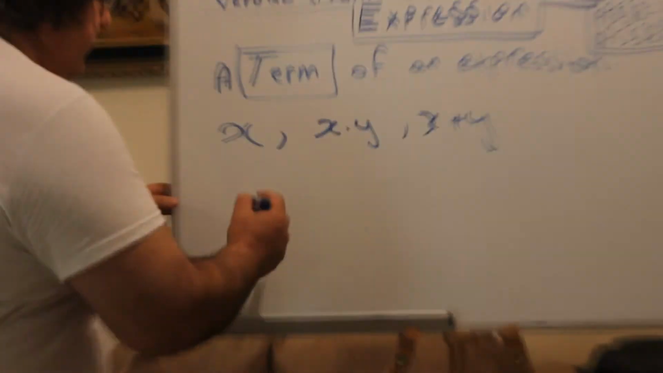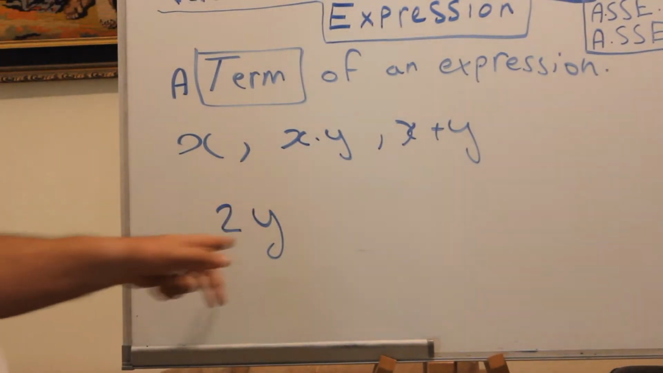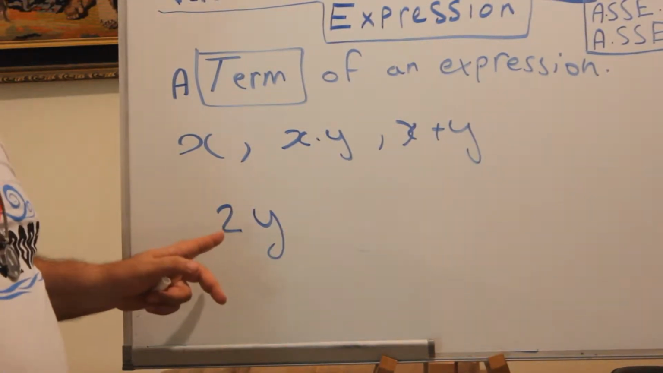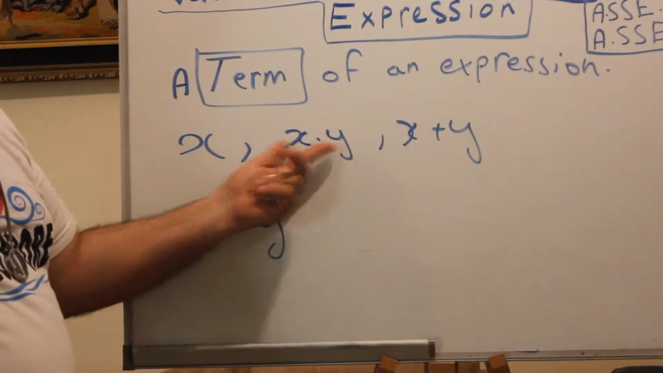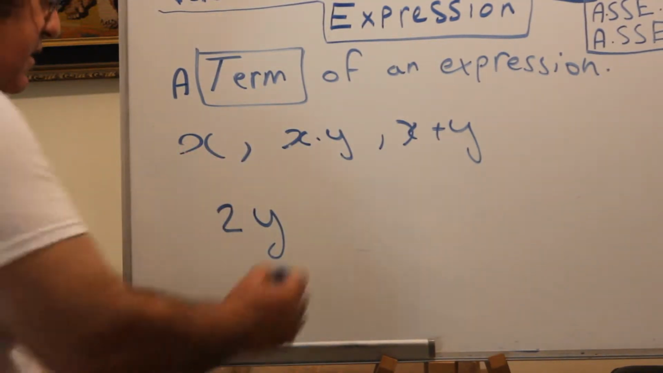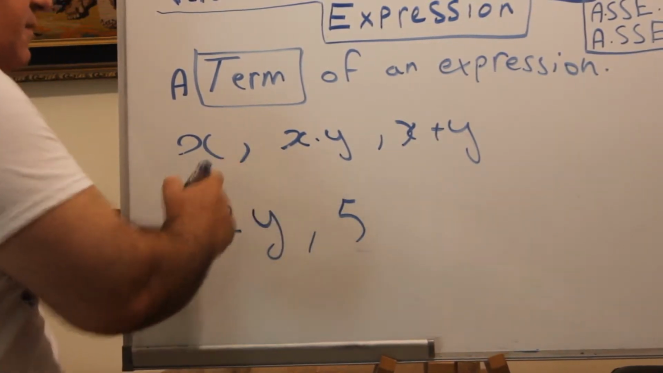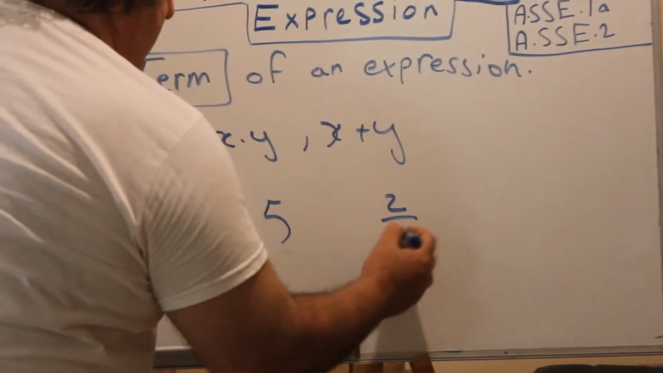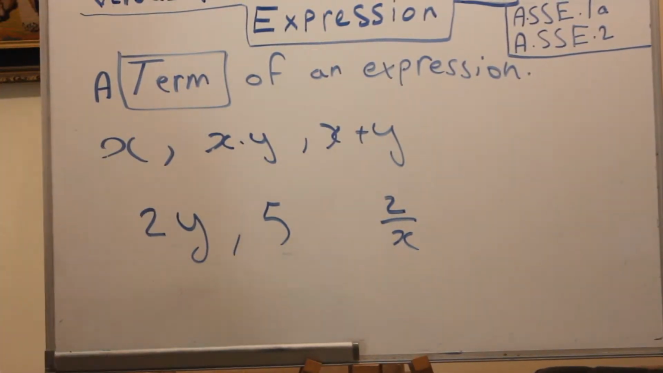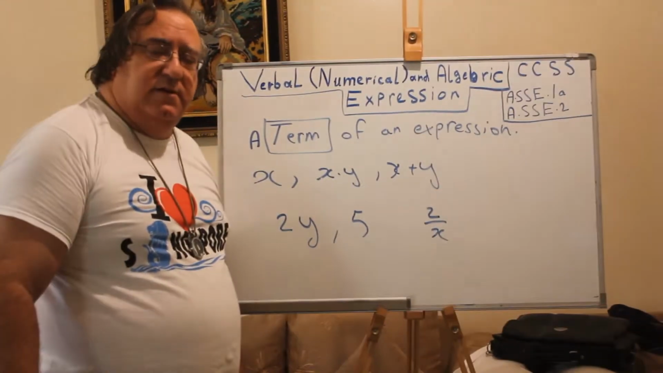If I say 2Y, it means 2 times Y, then this is one term. If they are multiplied, or individual, or like 5 alone, this is one term. If it is like X plus Y, two terms. If division, it is two terms, and subtraction also are two terms.